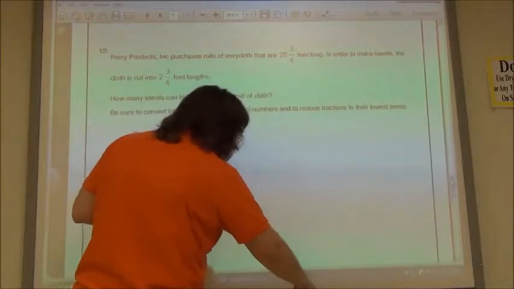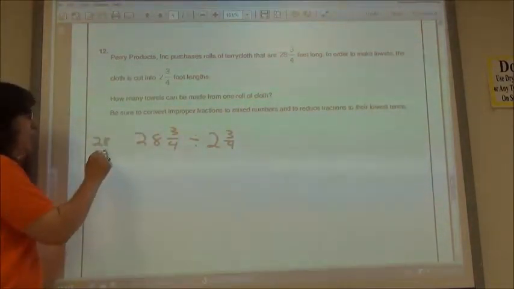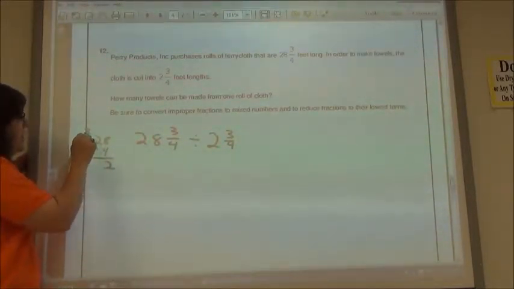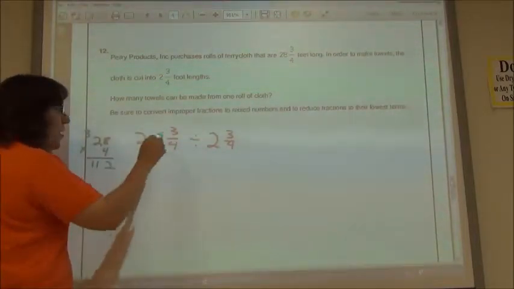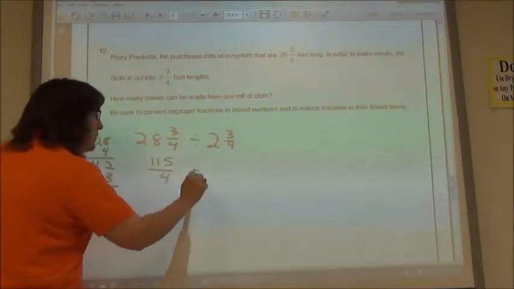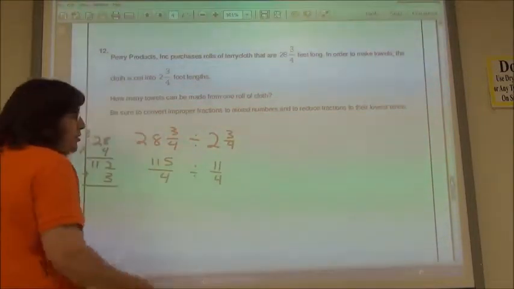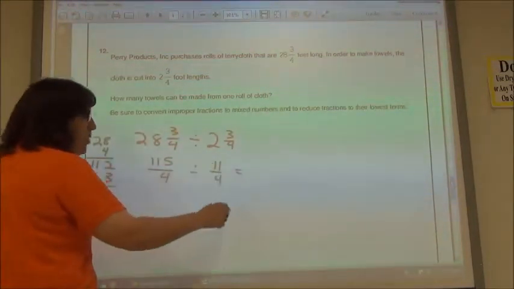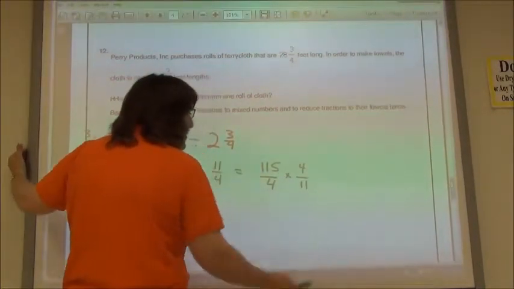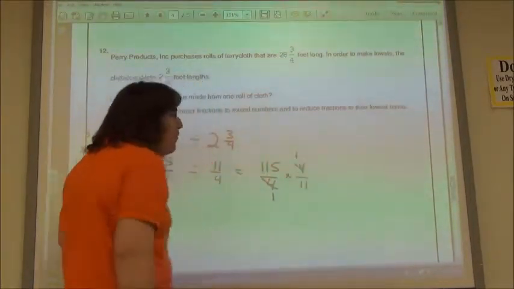So again, since I'm working with mixed numbers, I have to change them into improper fractions. 28 times 4. 4 times 8 is 32. And I have 8, 9, 10, 11. So I get 112 plus the 3. So 115 fourths. Here I have 8, 9, 10, 11, 11 fourths. And so since I'm dividing, I have to invert and multiply. So 115 fourths times 4 elevenths. I can reduce a little bit because 4 goes into 4 once and into 4 once.